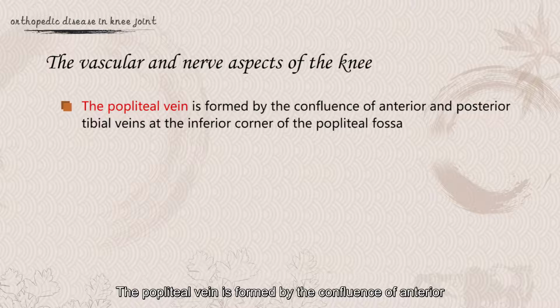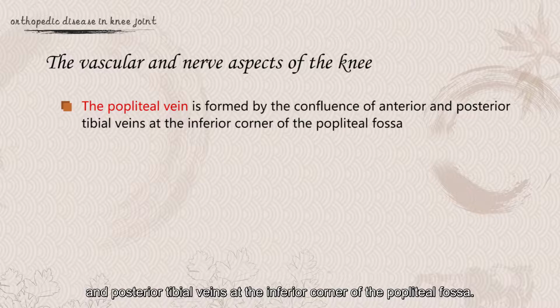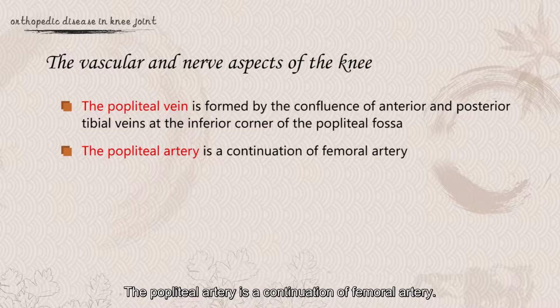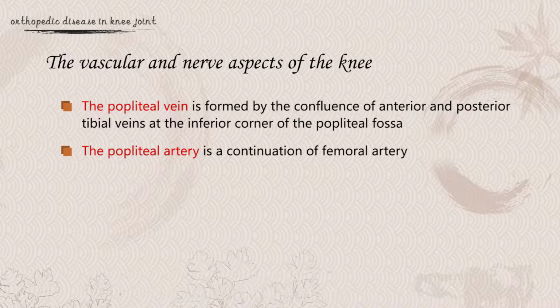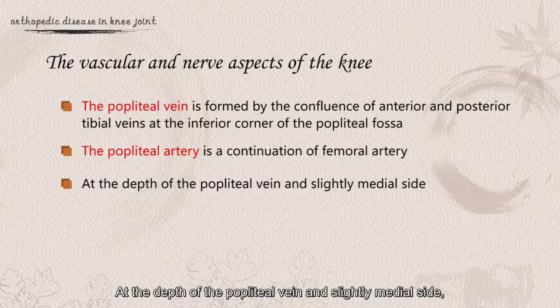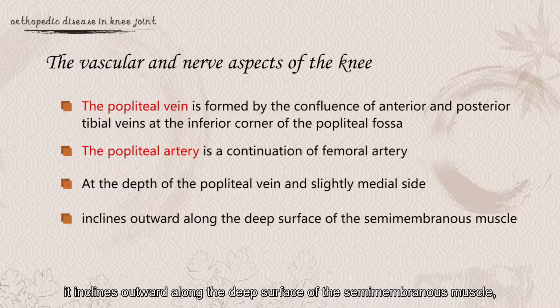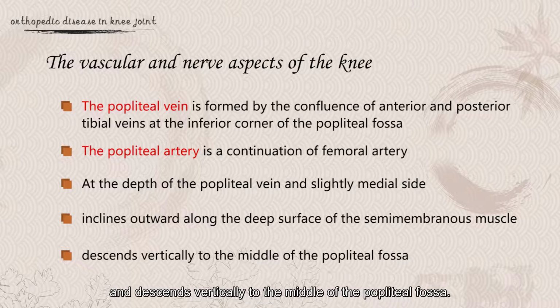The popliteal vein is formed by the confluence of the anterior and posterior tibial veins at the inferior corner of the popliteal fossa. The popliteal artery is a continuation of the femoral artery. At the depth of the popliteal vein and slightly medial side, it inclines outward along the deep surface of the semimembranosus muscle and descends vertically to the middle of the popliteal fossa.